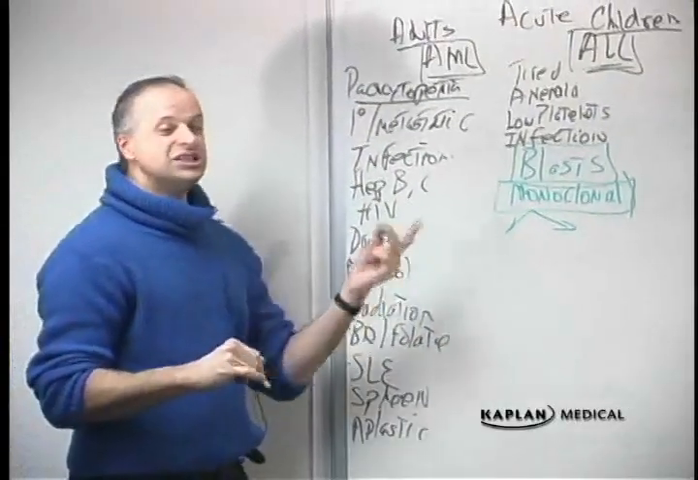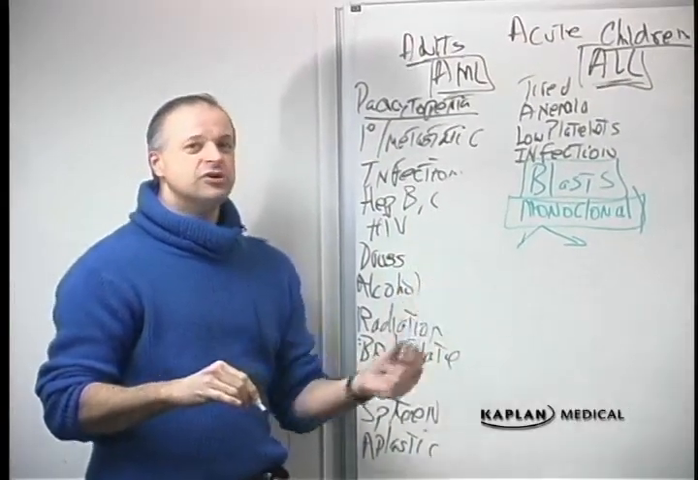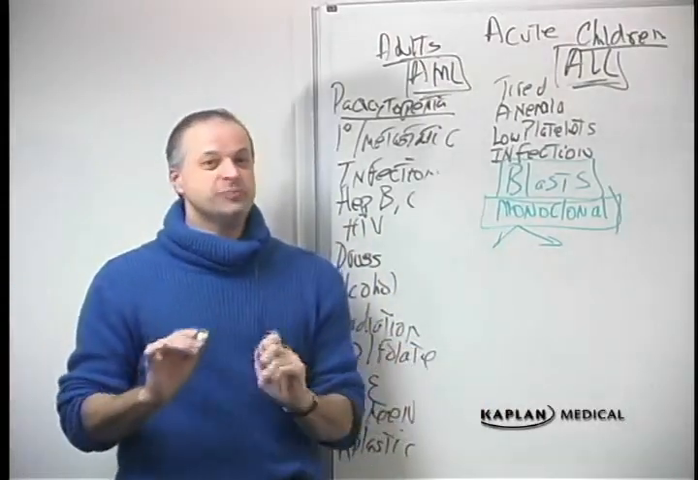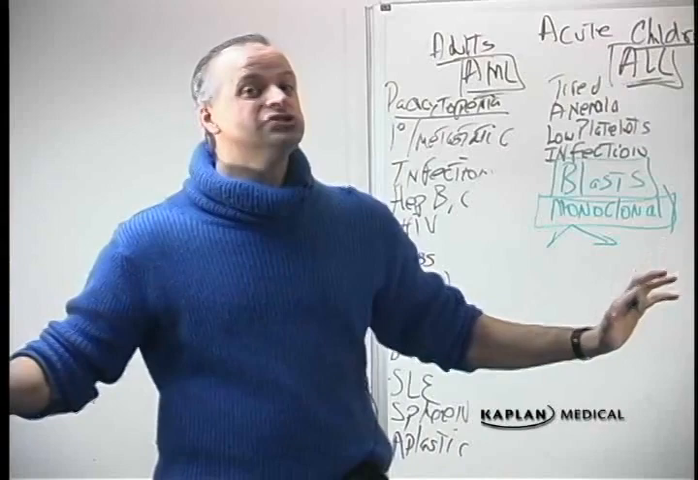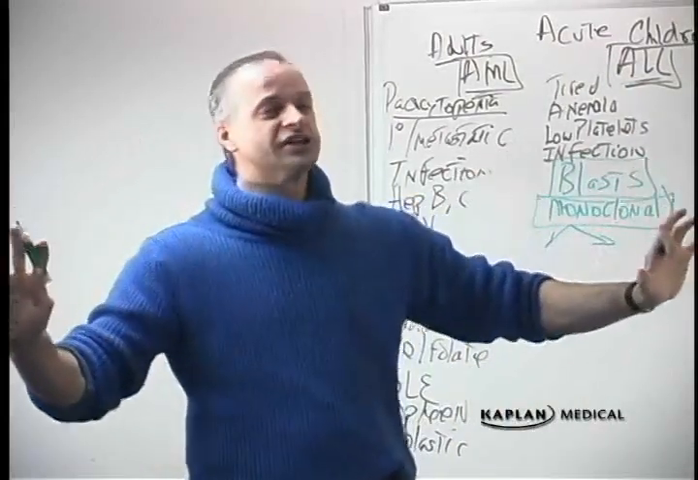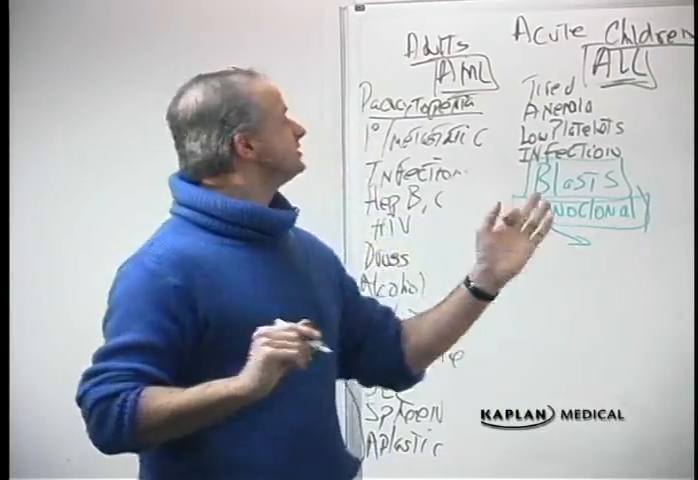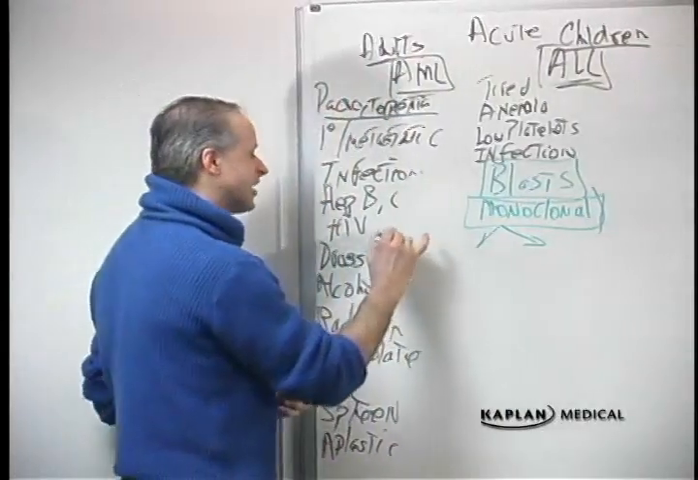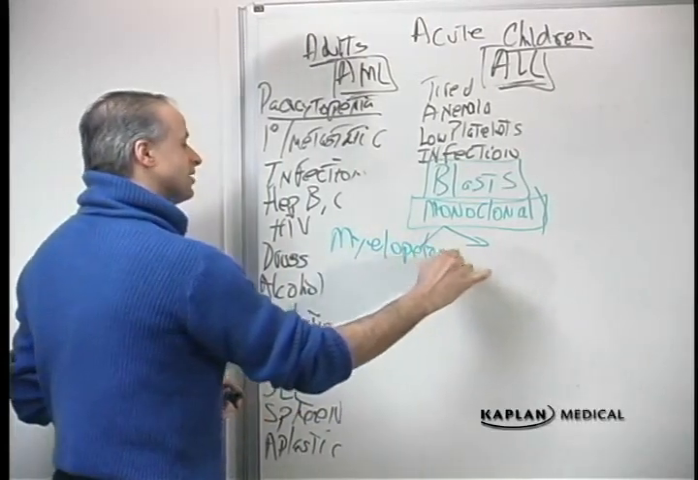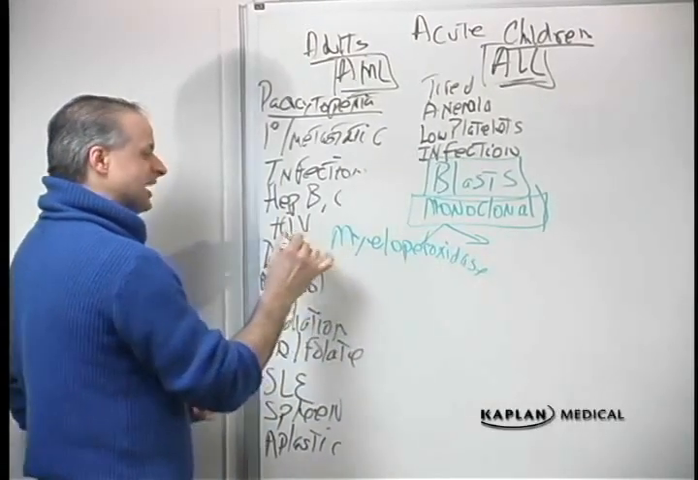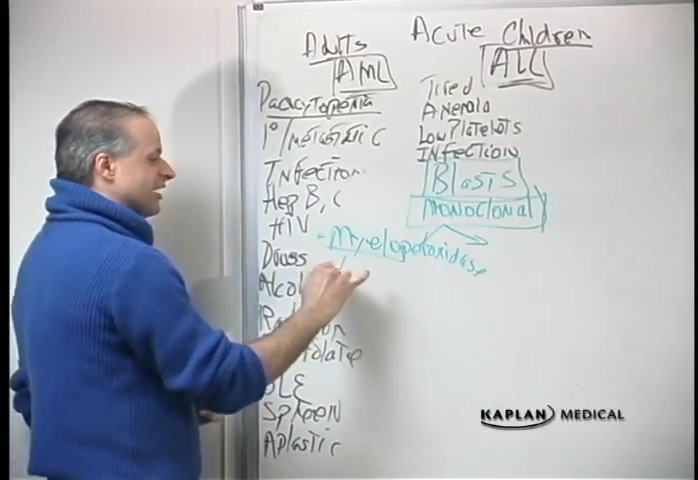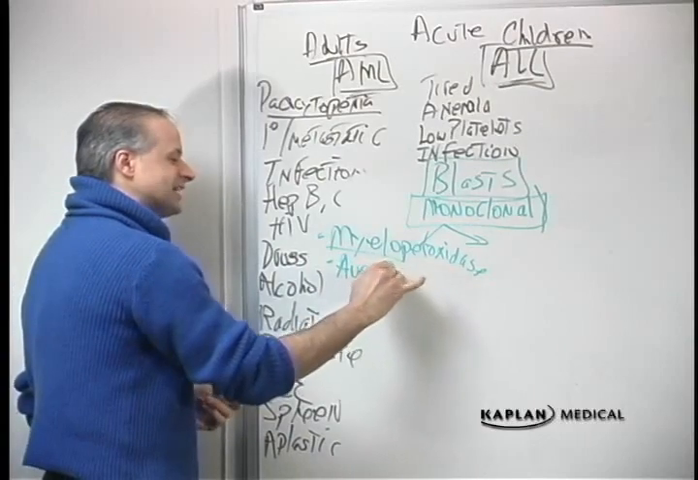Which of these has the stain positive for myeloperoxidase? Would it be the myelocytic leukemia or the lymphocytic leukemia? I think it's myelocytic leukemia that has the myeloperoxidase. The myeloperoxidase stain is positive because that's what happens in the myelo white cells. The same cells are also the ones that have the Auer rods in them.